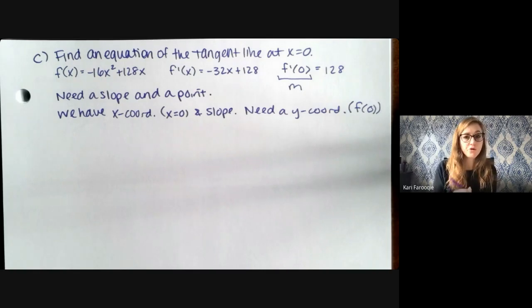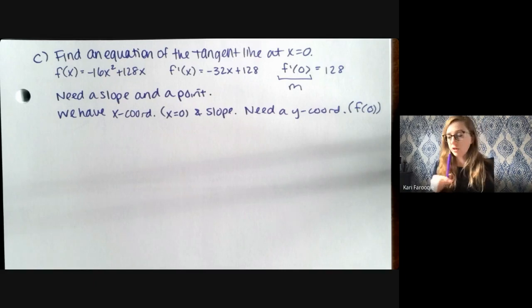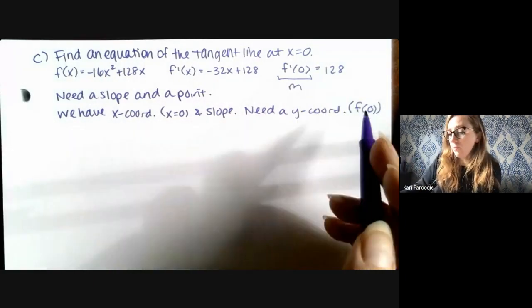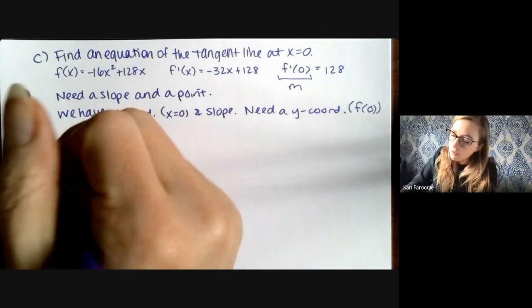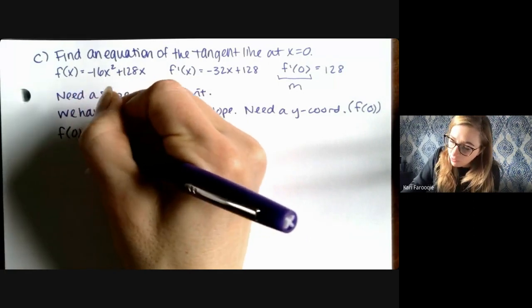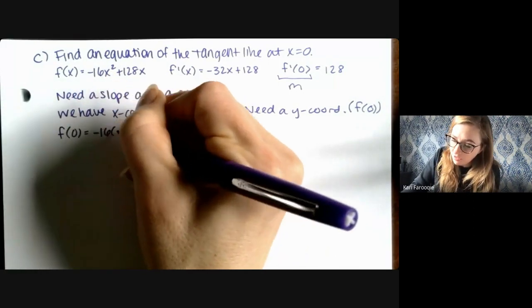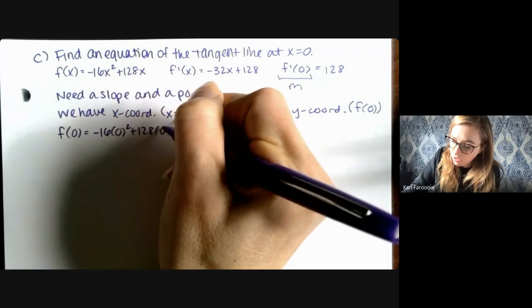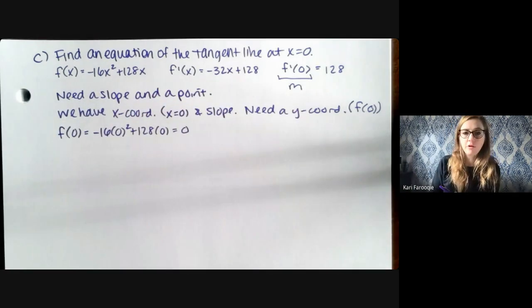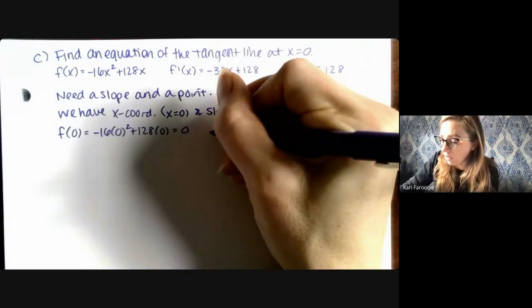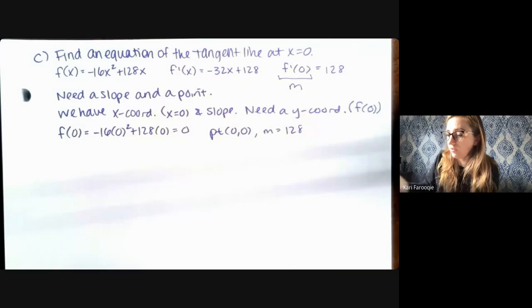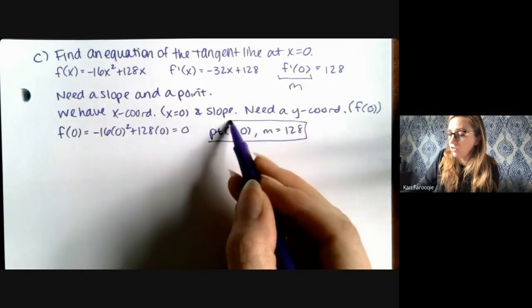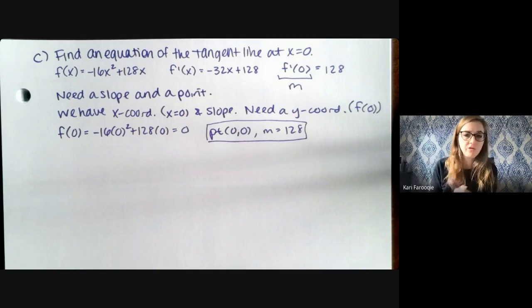Okay, so we're trying to find the equation of the tangent line at the point where x equals 0. Well, in order to figure out the y value, you're going to find the function value at 0. So I'm going to take f and evaluate it at 0. And I'm going to get negative 16 times 0 squared plus 128 times 0, and I'm going to get 0. So now I have a point on the curve, which is the point 0, 0. And I have a slope of 128. So these are the two pieces of information that I need to find the equation of a line. I always need a point and a slope.